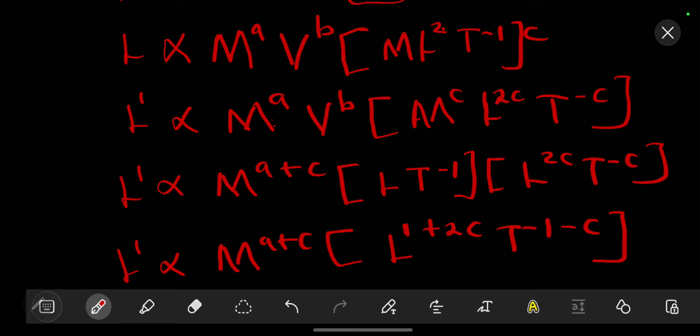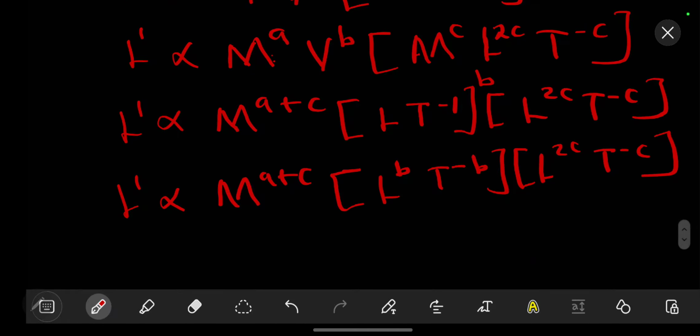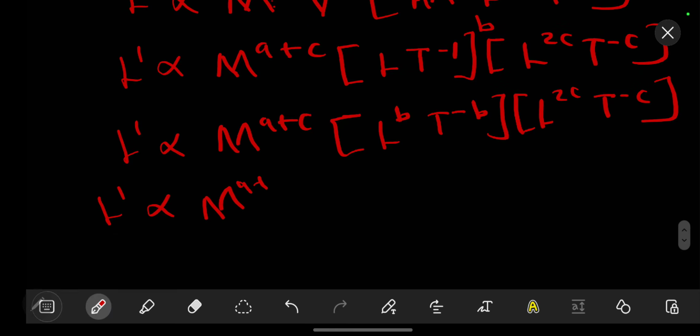So our velocity was to the power b here, so it is supposed to show. So distributing the b, we are going to have our L to the power b, t to the power negative b like that. Then we have our L to the power of 2c. Then we have our t raised to the power negative c like that. So this is L to the power 1 proportional to mass to the power of a plus c.